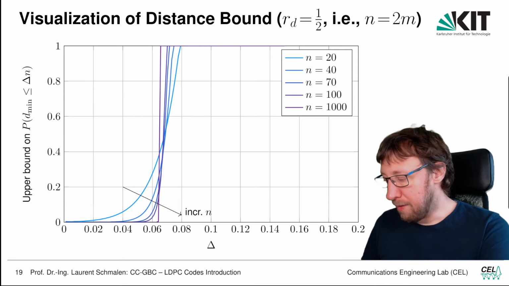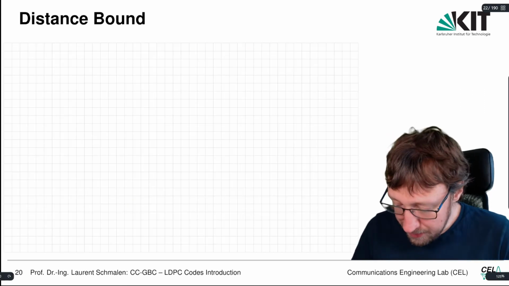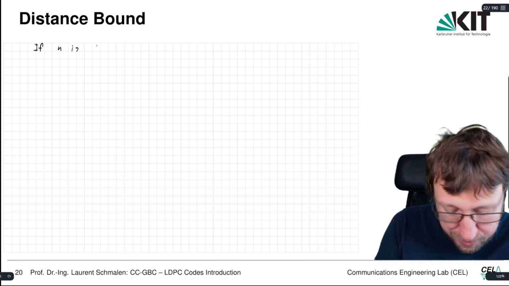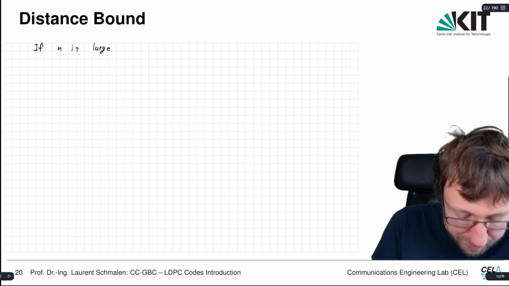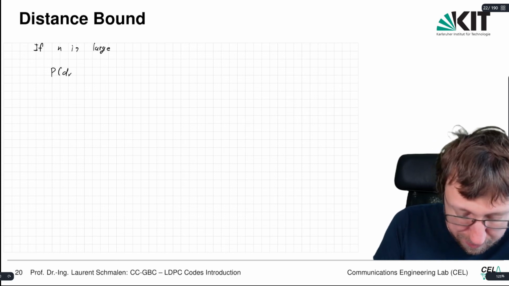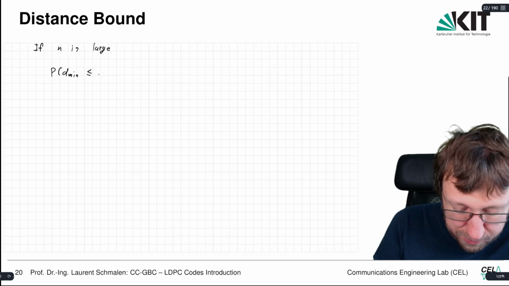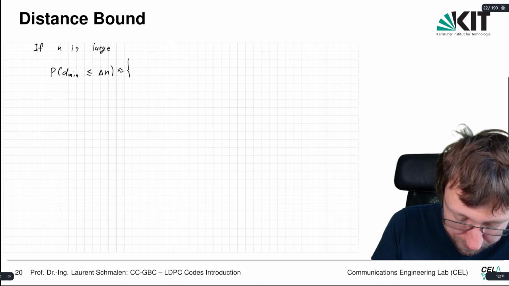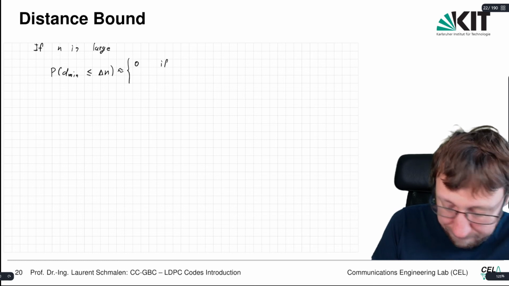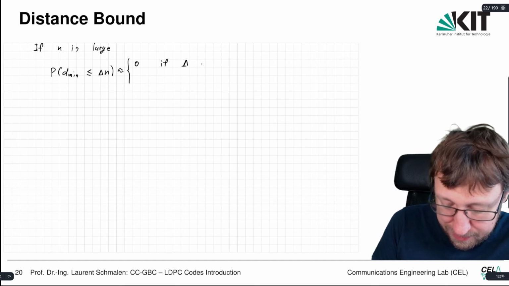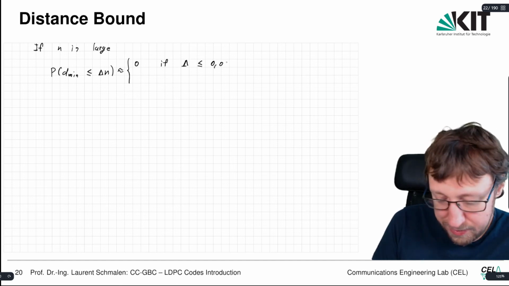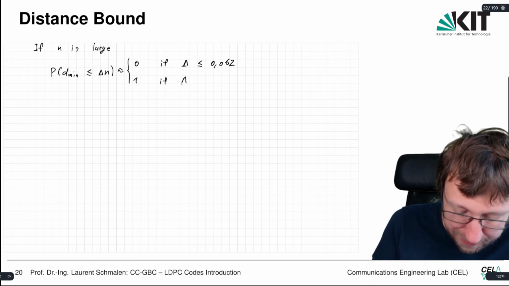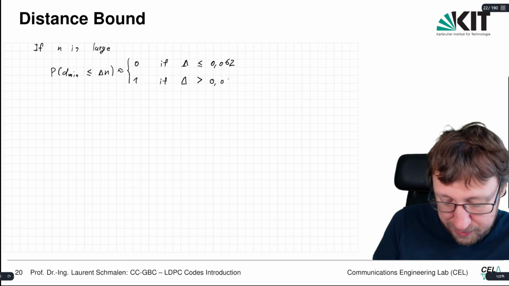So let's take a look at an example. If n is large, what does this mean? If n is large, it means that the probability that the minimum distance is smaller or equal than delta n is approximately equal to 0 if delta is smaller or equal than 0.062, and 1 if delta is larger than 0.062.